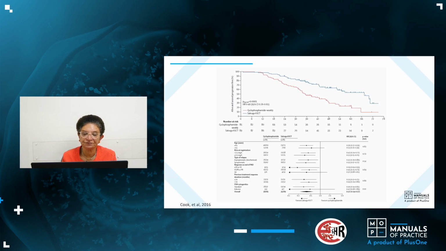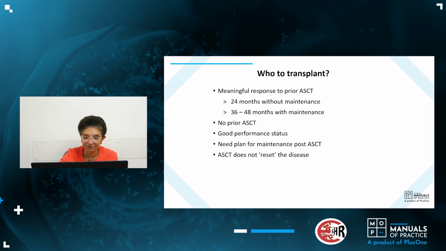And as you can see here, the use of salvage stem cell therapy, in the blue line, gave better progression-free survival versus only weekly cyclophosphamide in the red line. All subgroups and all types of relapse fared better with the use of salvage stem cell transplant. But who to transplant? You need a meaningful response to the prior stem cell transplant, which is more than 24 months without maintenance, or more than 36 to 48 months with maintenance.